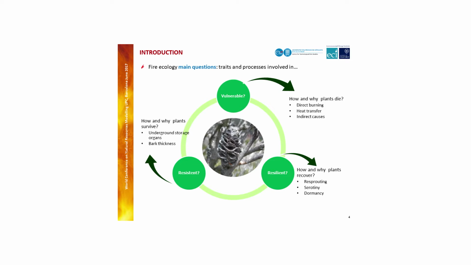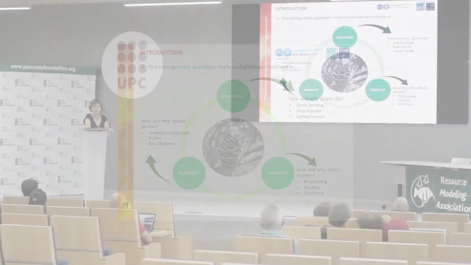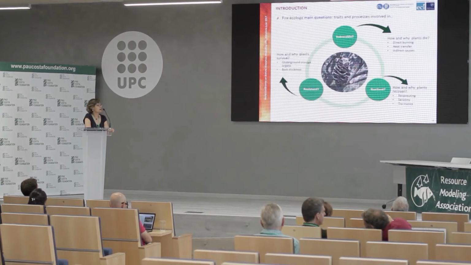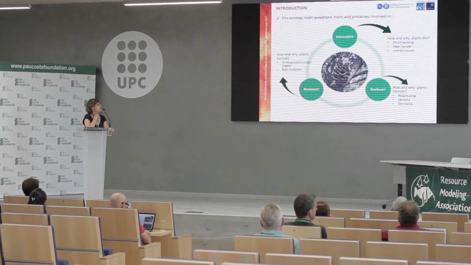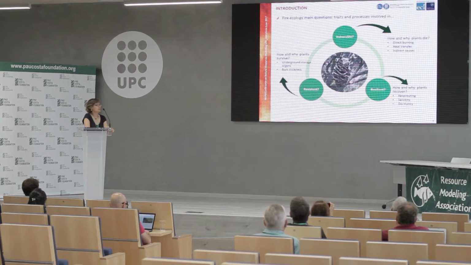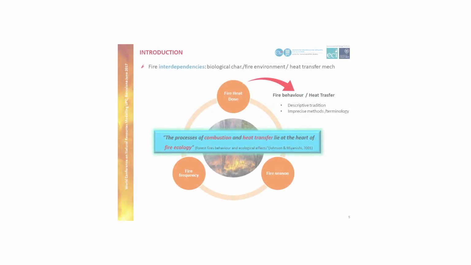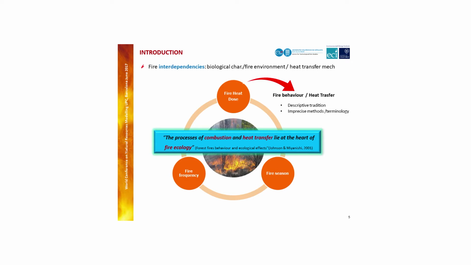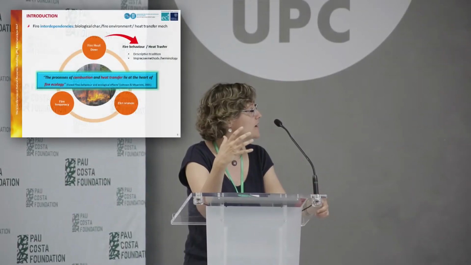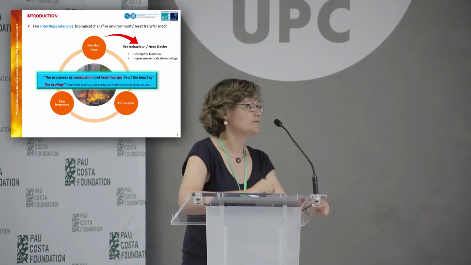But what are we talking about when we are referring to tropical fire ecology? What are the main questions that fire ecologists want to answer? Well, they want to know the main physiological and morphological traits that are involved in fire vulnerability, that is how and why plants die, in fire resilience, that is how and why plants recover, and also in fire resistance, that is how and why plants survive, and also all the processes involved in these three main aspects. And the effects of the fire actually depend on the intensity, the duration, and the extension of the fire, as well as on the fire season and on the fire frequency.